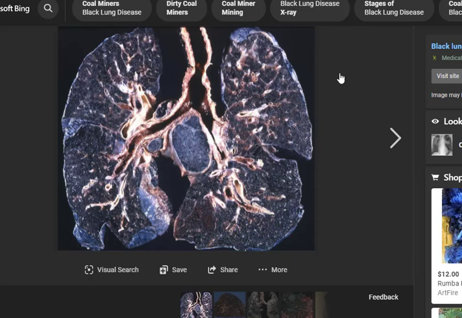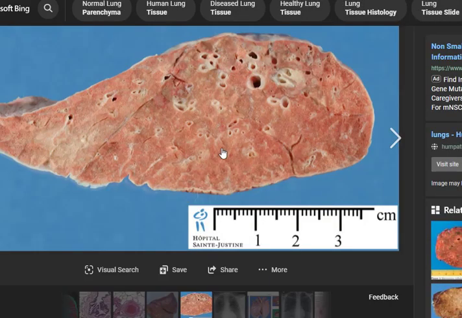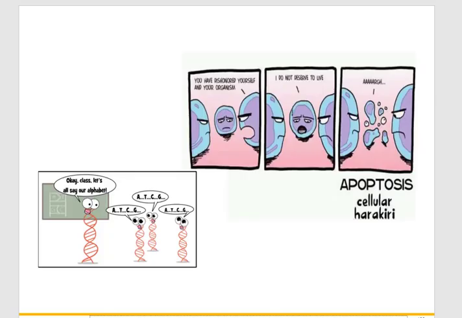Here are the lungs from someone who died of black lung disease. Look how much coal there is incorporated in their lungs. This is the pink color you would expect in a normal lung.